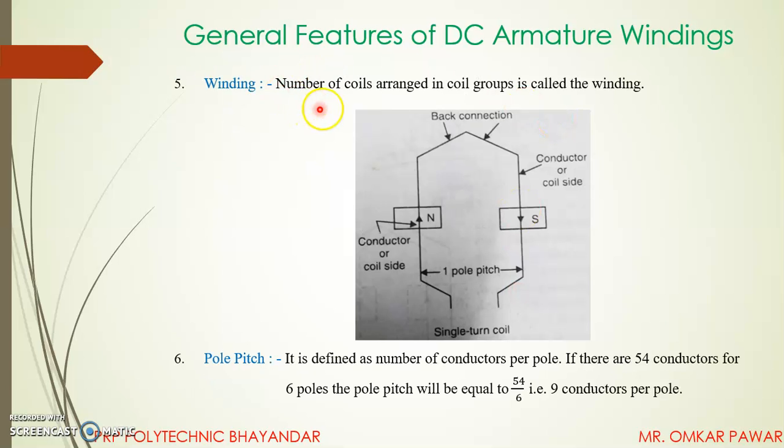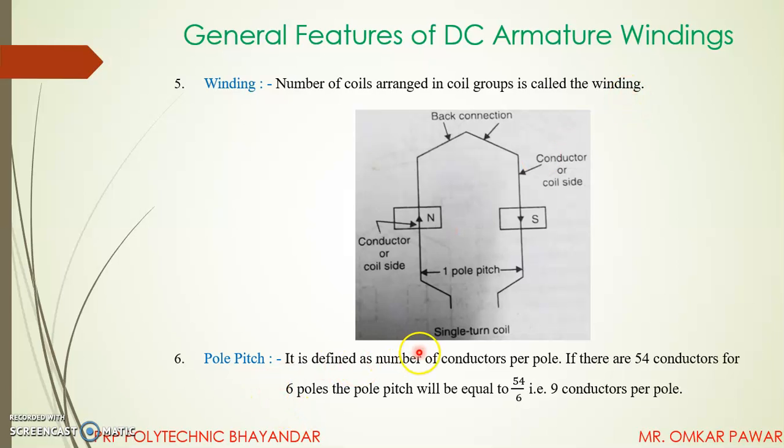Next is a winding. A number of coils arranged in coil groups is called a winding. It means that a number of coils are connected, arranged in coil groups of series-parallel combination. Then that number of coils is called a winding.